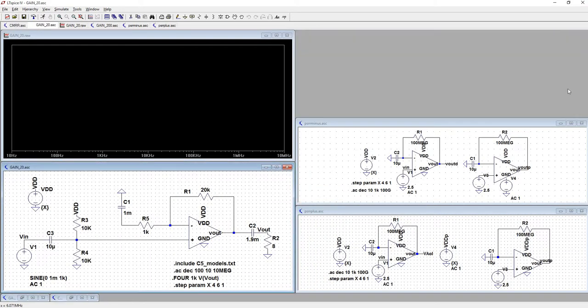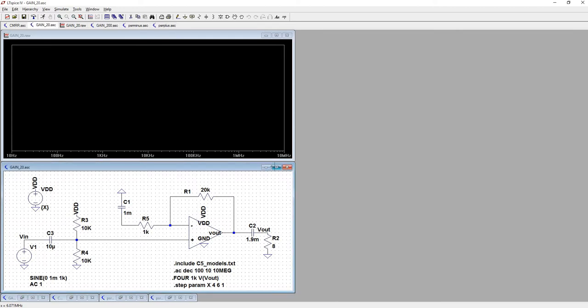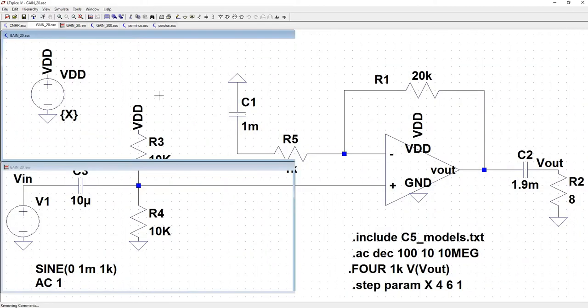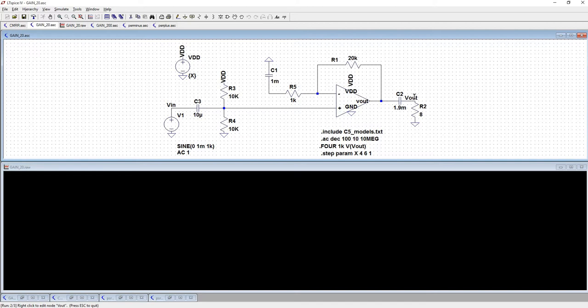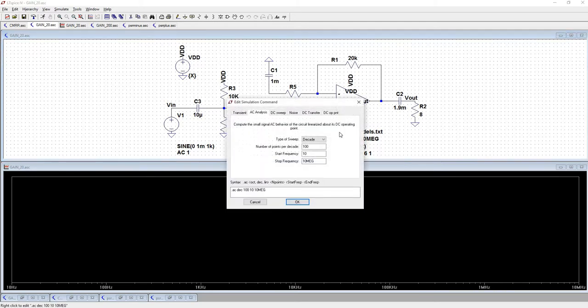Alright, so I'm just going to go ahead and pull these down first. Sim it again. There we go. And we'll take a look at the output. Oh, well, actually we're not going to take a look at the output because I did a .AC analysis, and we want to look at a .tran first. So let's go to a transient analysis.